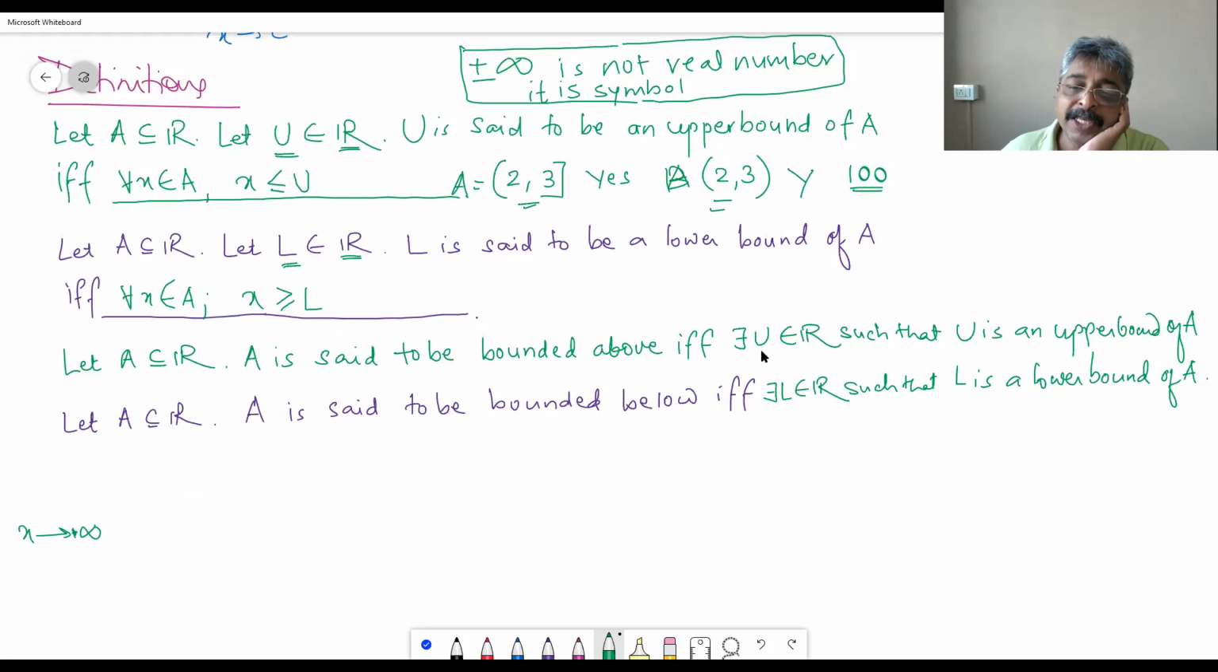Therefore, these U and L must be real numbers. That means they are finite real numbers. However big they are, they are finite.